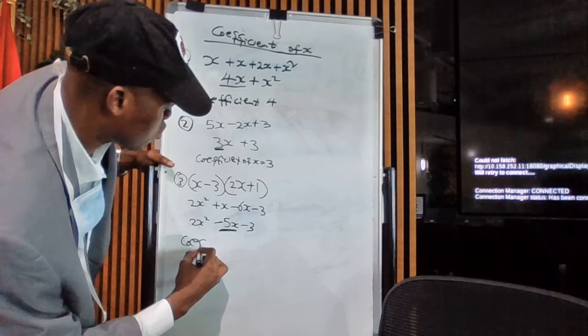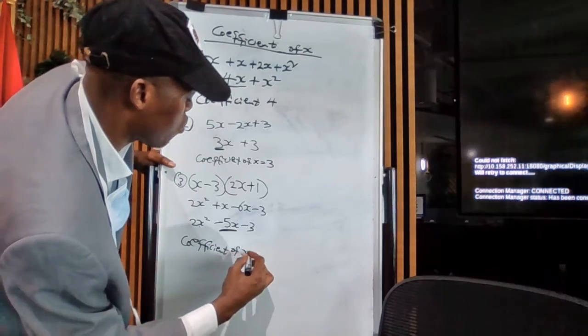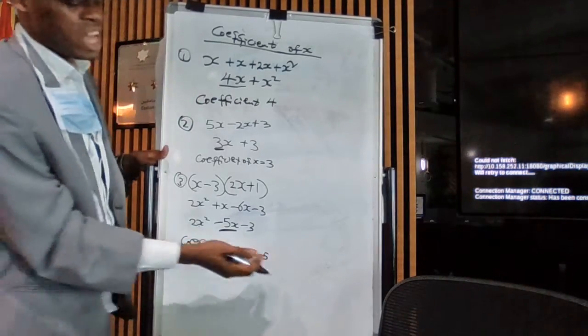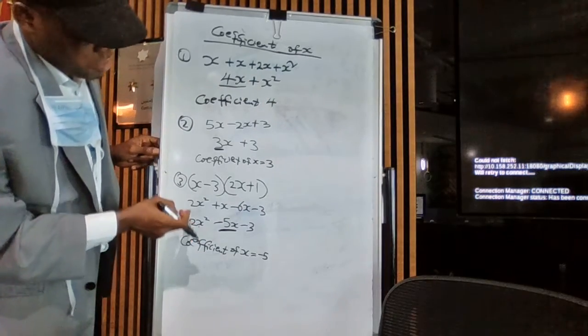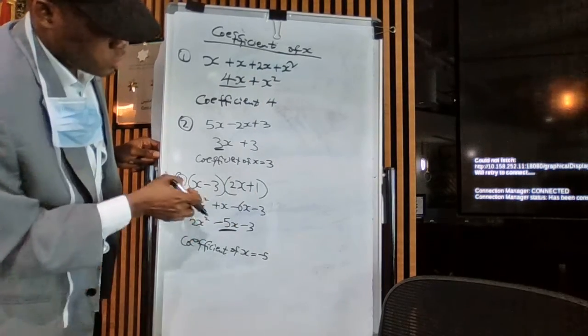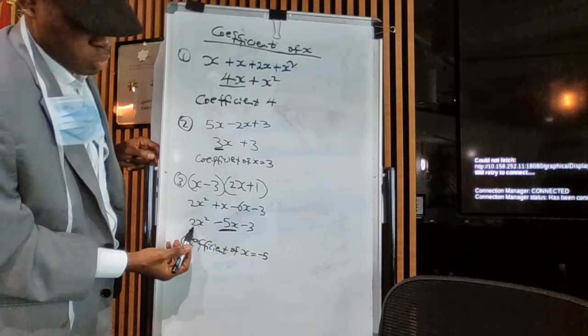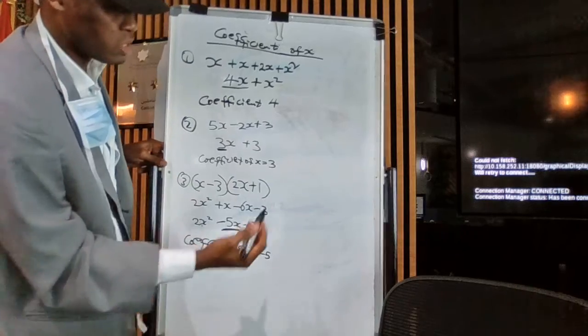That is, the coefficient of s is equal to minus 5. If they ask you to look for the coefficient of s squared, we just say the coefficient of s squared from this question is what? 2. The coefficient of s squared is 2. That is it.